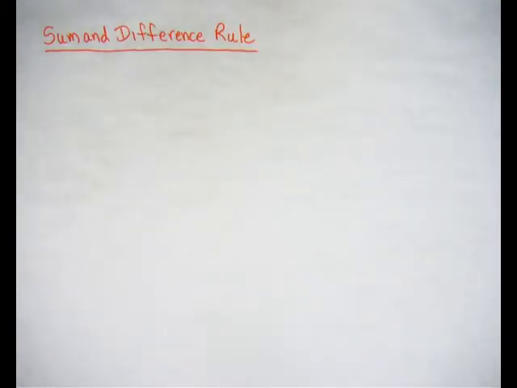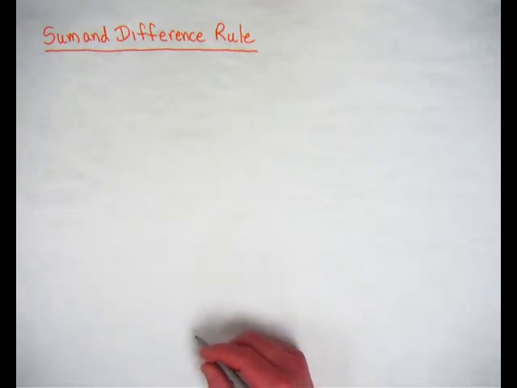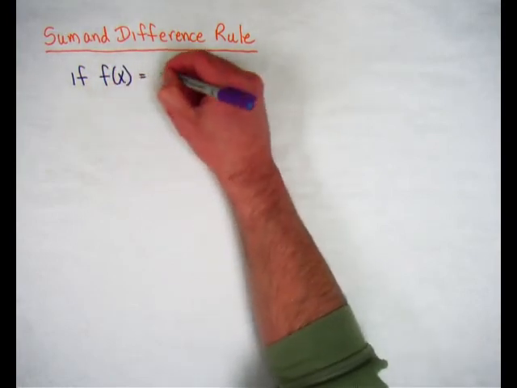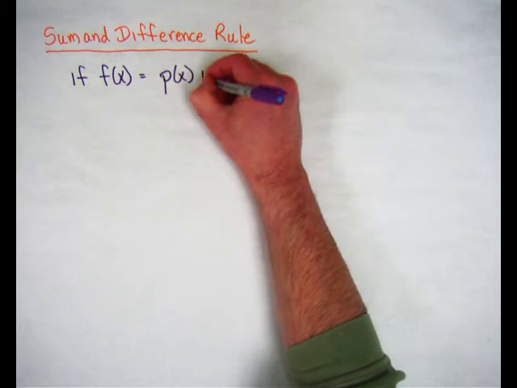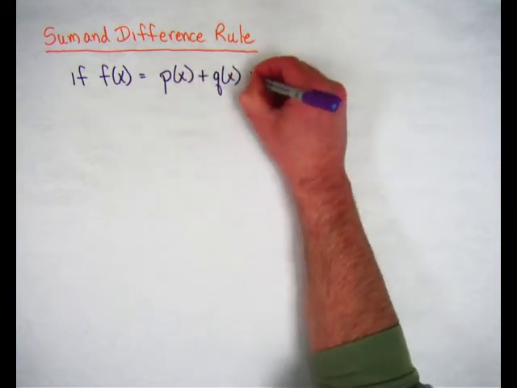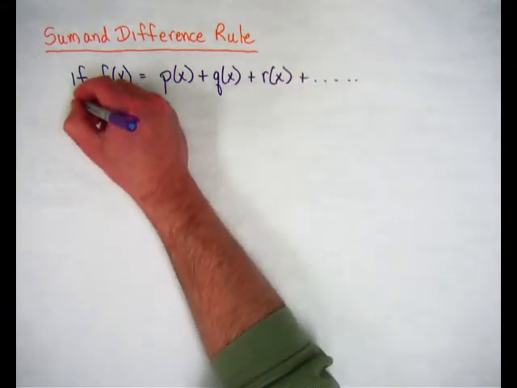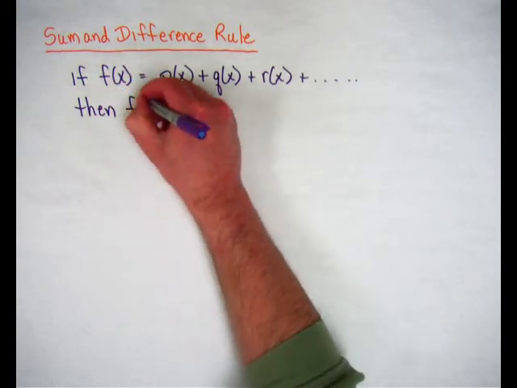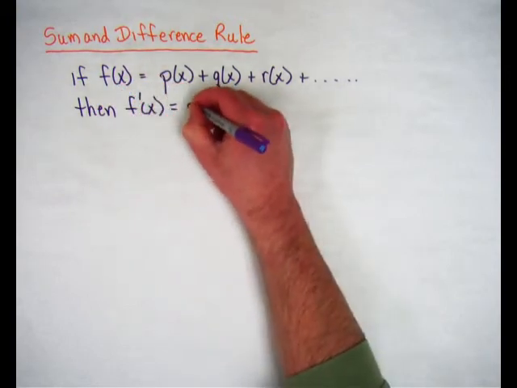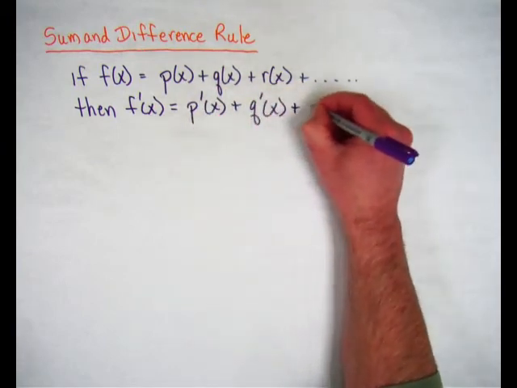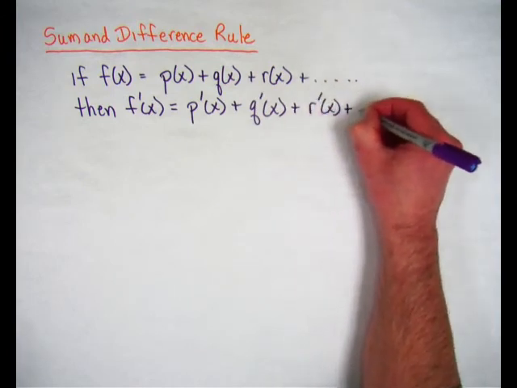So our last rule for this section is called the sum and difference rule. And the sum and difference rule will help us deal with functions that are made up of functions being added or subtracted together. So this rule says that if you have a function f of x, and that function is just a function, we'll call it p, plus a function q, plus a function r, and then it could keep going for as many functions as we wanted, that the derivative, f prime, is just the derivative of each individual function. P prime of x plus q prime of x plus r prime of x plus, and again we could keep going.